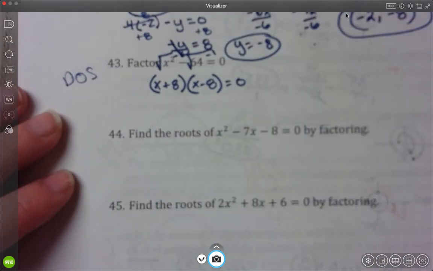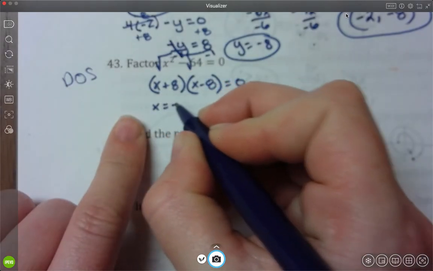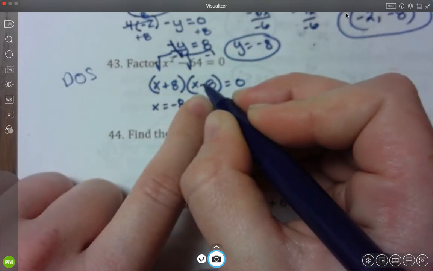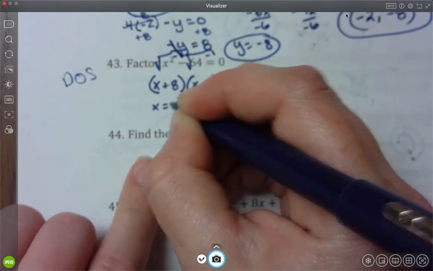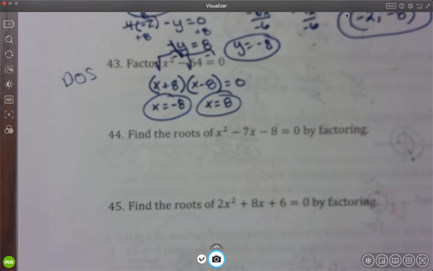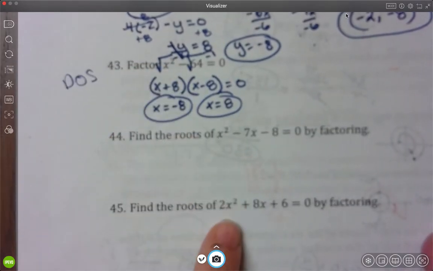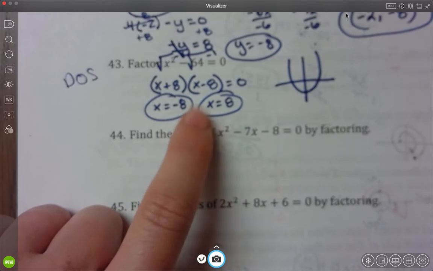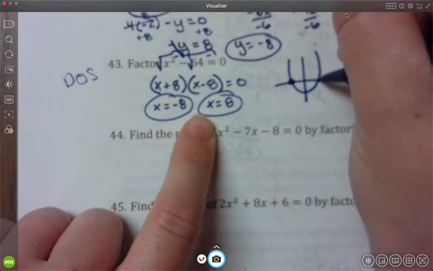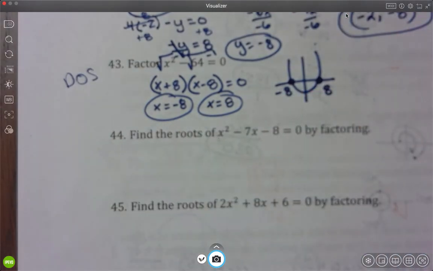So if I set x plus 8 equal to 0, that means x actually equals negative 8. And if I set x minus 8 equals 0, x actually equals a positive 8. So those are going to be my two answers, okay? 43, 44, 45, those are all quadratic functions, which are parabolas. And so what I'm finding here, by finding those x's, is finding where they cross. So this guy's going to cross at negative 8 and positive 8, okay?